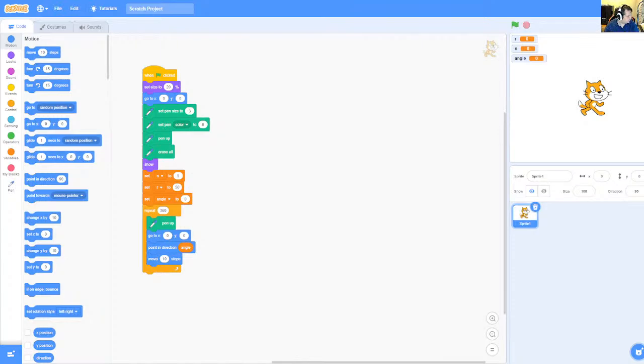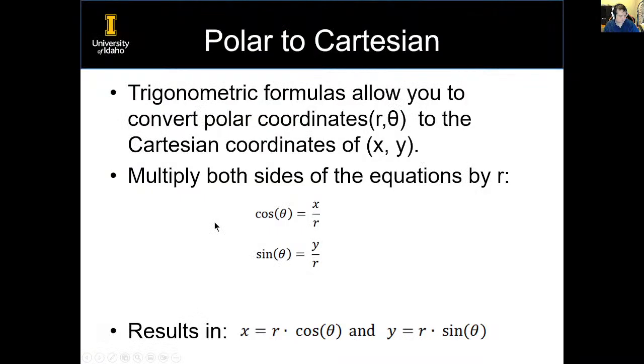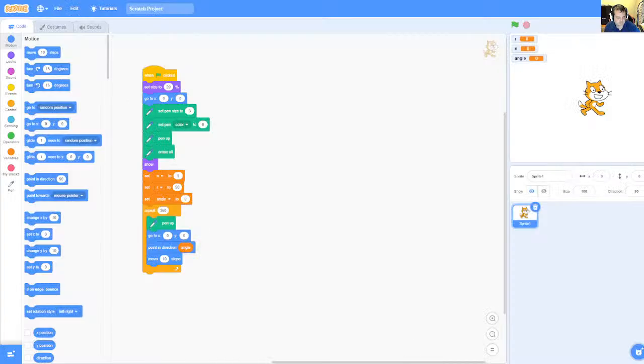right. Let's see here. Show for you right here. So this x equals r times cosine theta and y equals r times sine theta. We need those to work out for us. So let's jump back to Scratch.